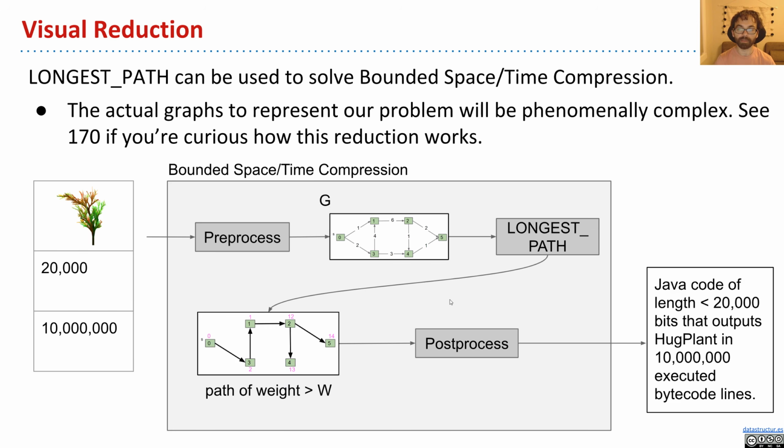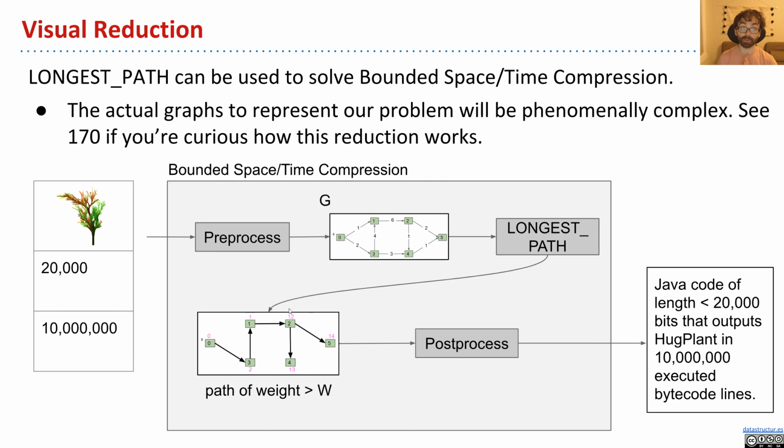And then I am going to run a post-processing algorithm, and I will get back Java code of length 20,000 that outputs HugPlant and this many executed bytecode lines. Now the actual graph that exists here and the processing steps are going to be phenomenally complex. And if you're curious about how the reduction works, see 170. But really shockingly, this problem of compressing this plant into 20,000 bits, where the decompression procedure needs to take 10 million lines of bytecode execution, can be cast or transformed into a longest path problem.